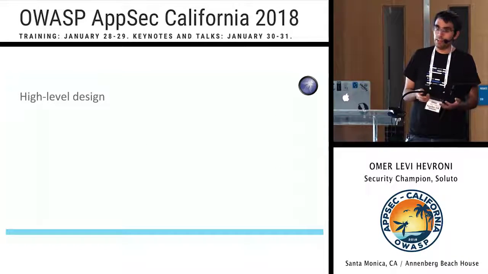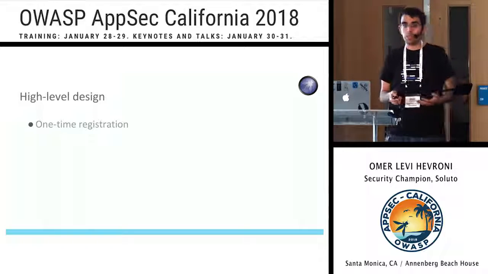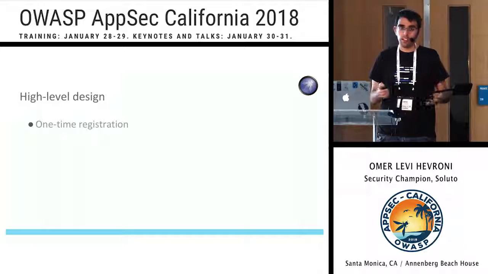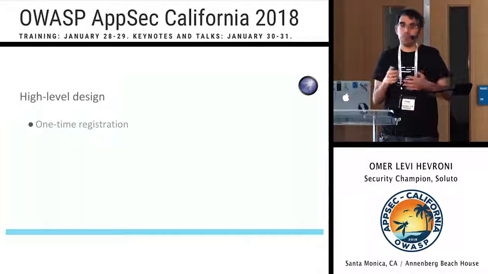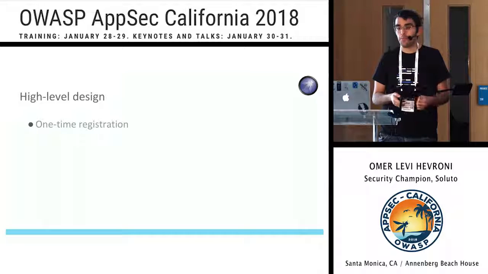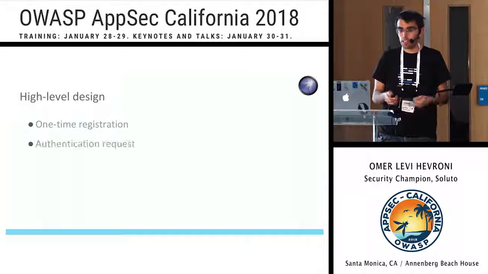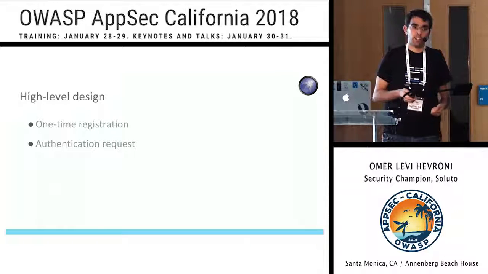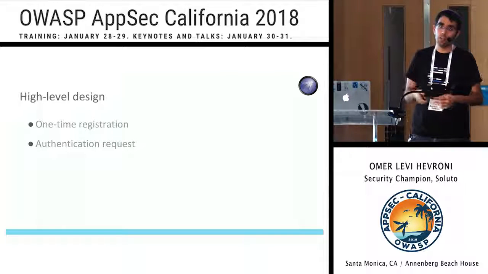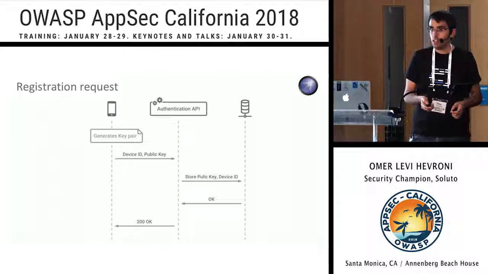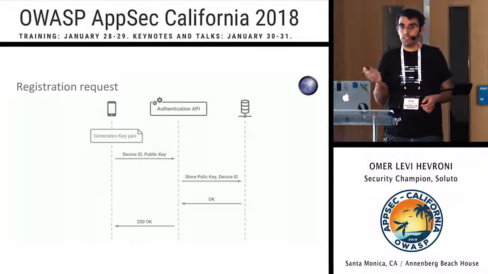And in a very high level design, the device will have to perform one-time registration. It's like the first time the app is installed or something like that. And then after this registration is completed, the device will be able to perform authentication requests. So let's see how each one of those requests looks. So this is the registration request. Let's start to see what's going on here.